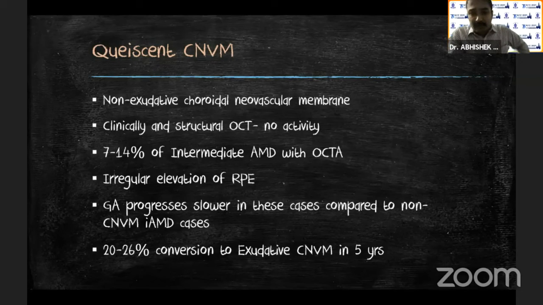Its role is thought to be protective for the RPE, and what they have noticed is if you treat these patients with anti-VEGFs, or if there is an IMD without this kind of a lesion, geographic atrophy is faster in those cases. Geographic atrophy is slower in cases where you have this kind of a quiescent CNVM underlying the RPE. 20 to 26% of these may convert to exudative CNVM in 5 years' time, so a close watch is warranted. No active intervention is warranted when there is no leakage on the structural OCT.